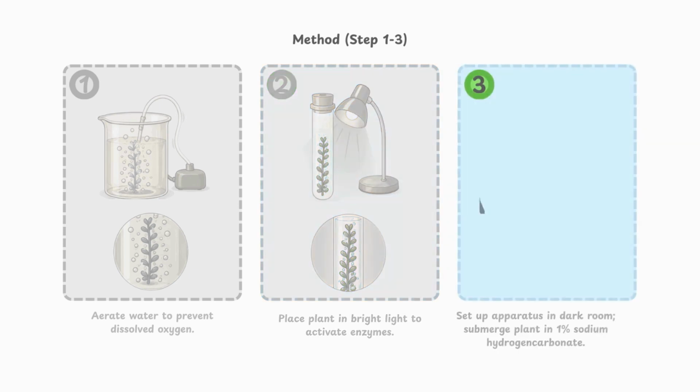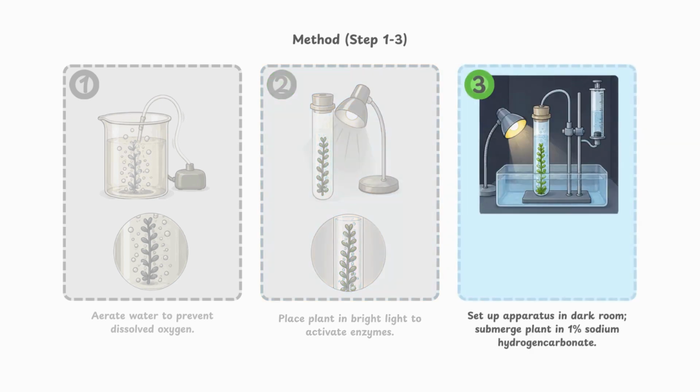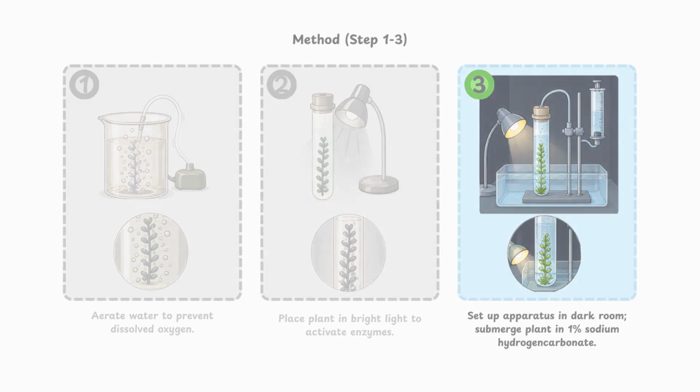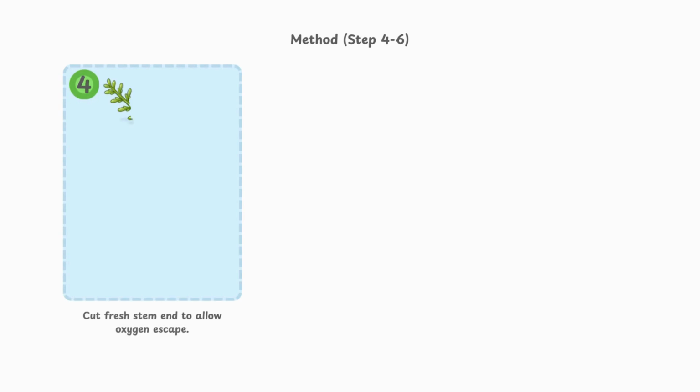Step 3. Set up the apparatus in a dark room and submerge the plant in a 1% sodium hydrogen carbonate solution. This provides a controlled supply of carbon dioxide for photosynthesis. For the next steps, Step 4. Use a scalpel to make a fresh cut across the stem immediately before placing it in the boiling tube. This allows oxygen bubbles to escape more efficiently from the plant.